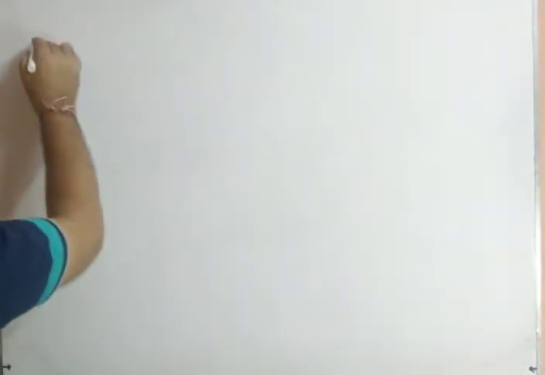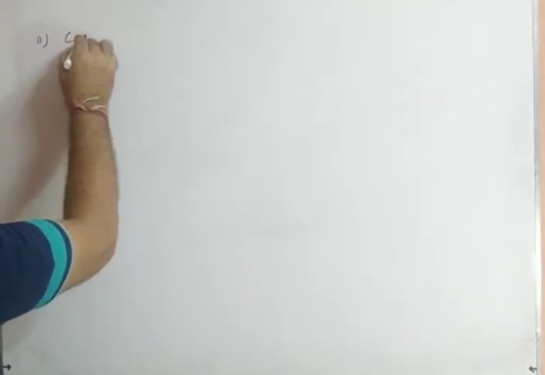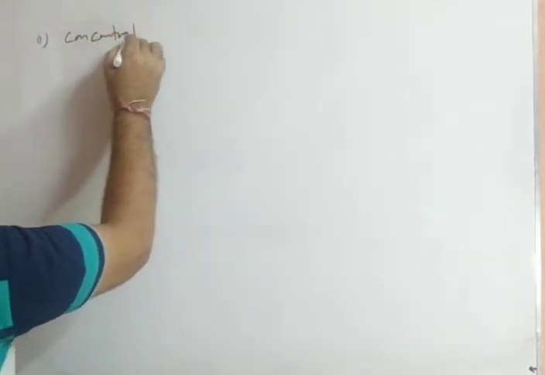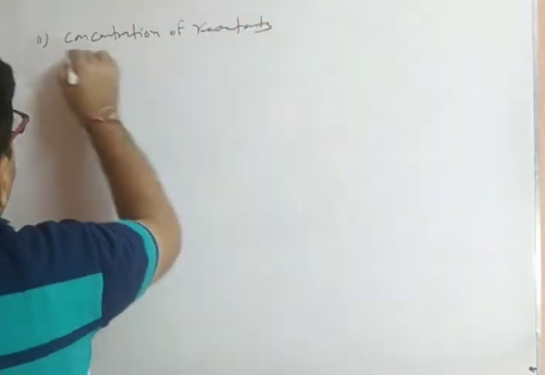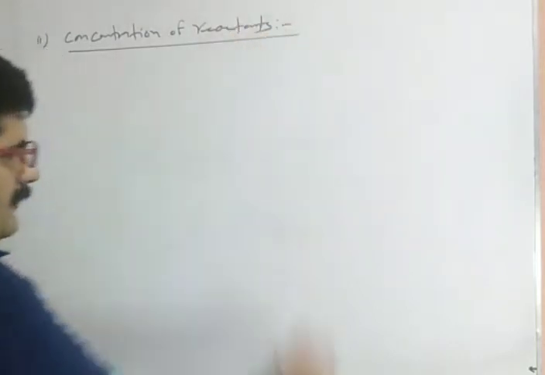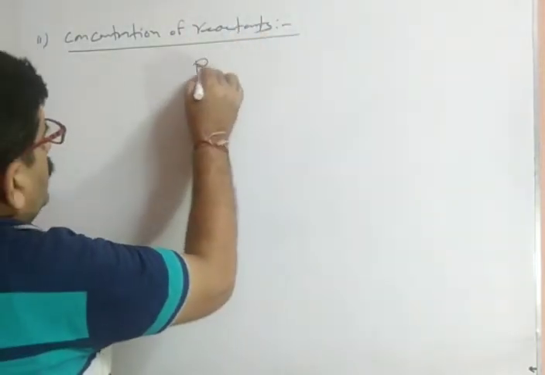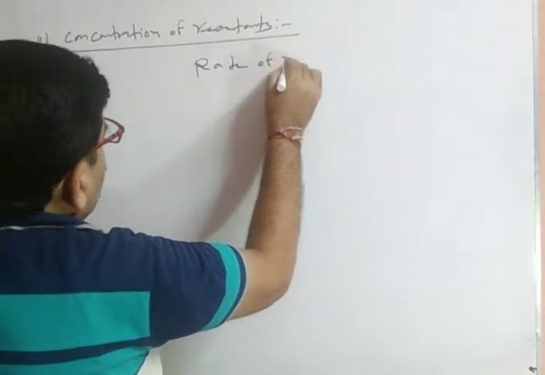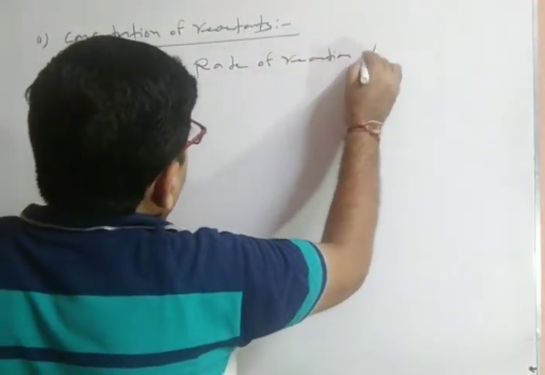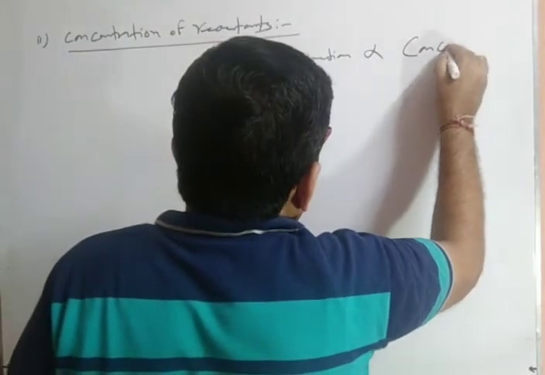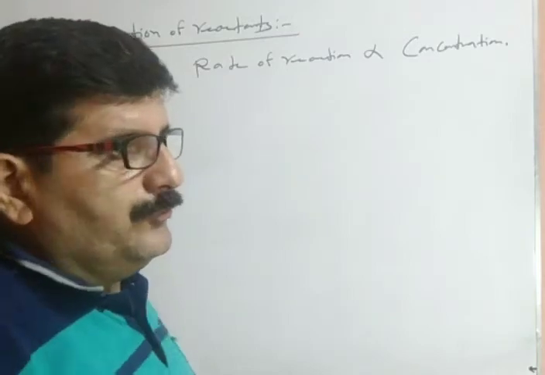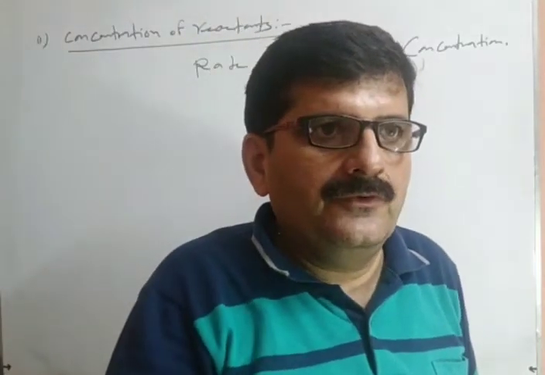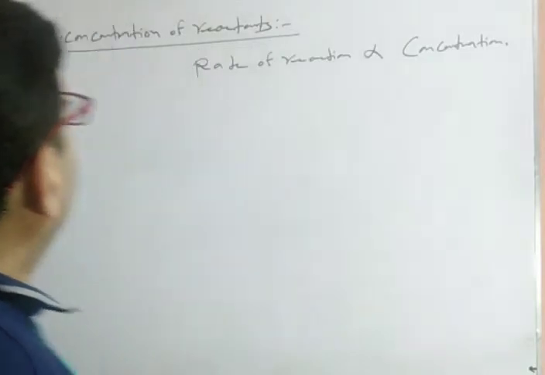Our next factor is concentration of reactants. The rate of reaction is directly proportional to concentration. More concentration means more collision. More collision means rate of reaction becomes faster.